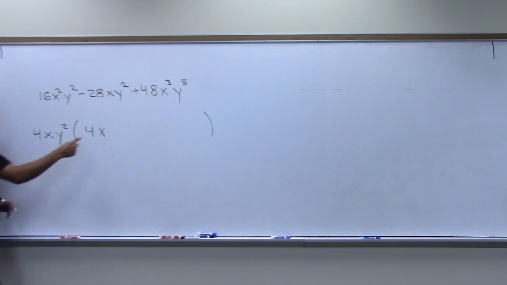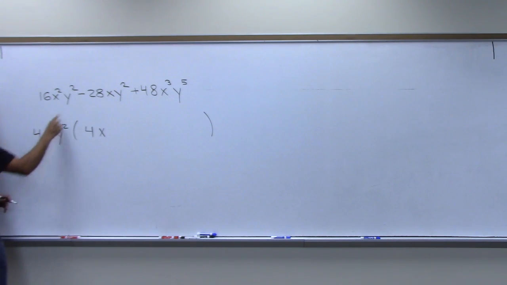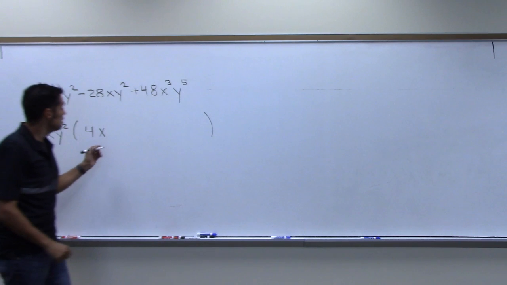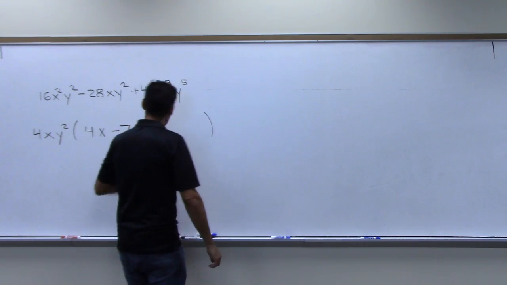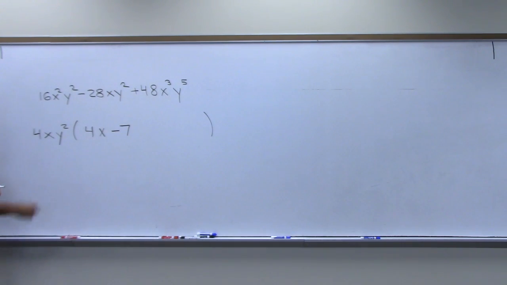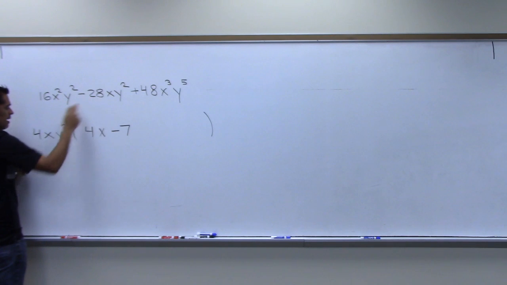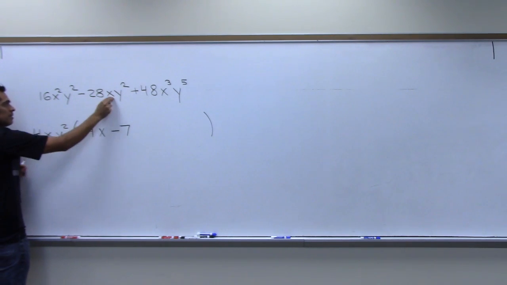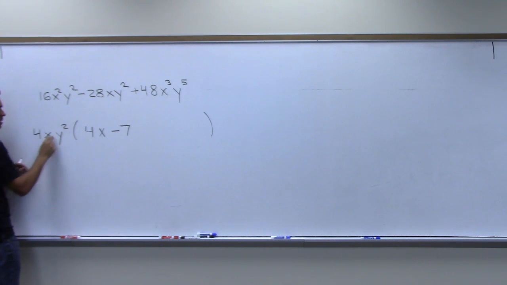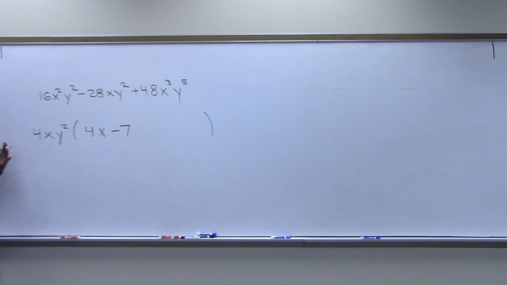Now you need to create the second one. So what do you multiply 4 by to get negative 28? Negative 7, right? That will give you negative 28. Now, what do you multiply x by to get x? 1. You don't need anything, right? To get this to be this? How about y squared to be y squared? Don't need anything. So the negative 7 should take care of everything for us.